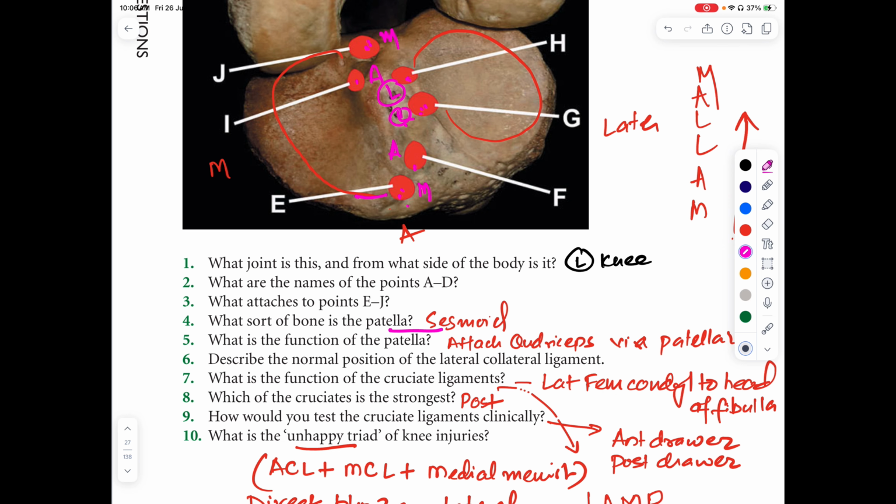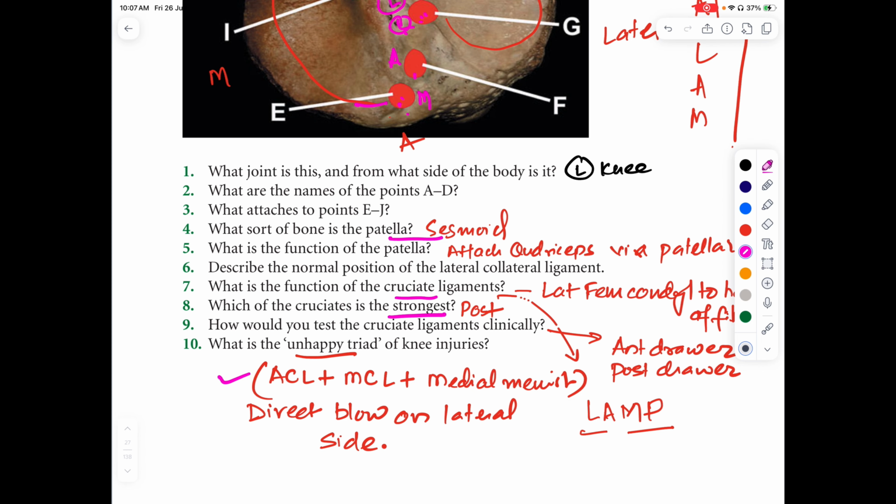Cruciate ligaments. They prevent anterior and posterior displacement. What is the function of the cruciate ligament? Which cruciate is stronger? The posterior cruciate is stronger. Anterior rotator, posterior rotator. What is the unhappy triad? Anterior cruciate ligament, medial collateral ligament, and medial meniscus.